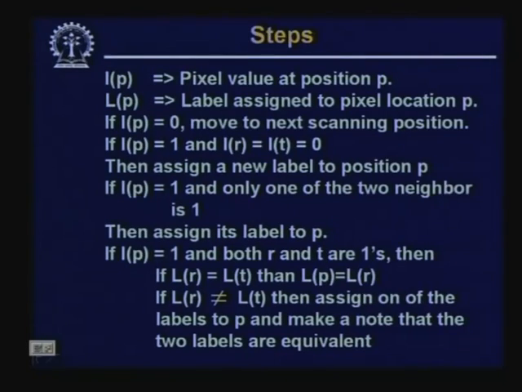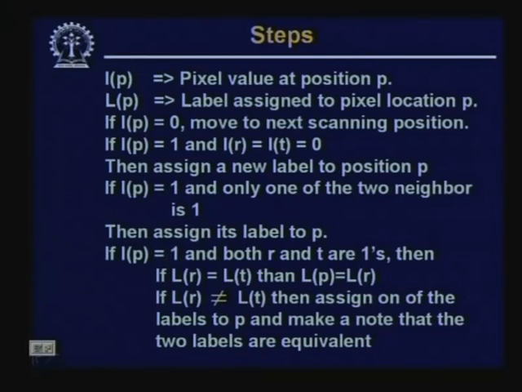So, here I check what the intensity values at R and T are. If both at R and T the intensity values are equal to 0, that is, IP equal to 1 and both IR and IT are equal to 0, then I assign a new label to pixel position P. But if IP is equal to 1 and one of its neighbors, either R or T, has a value equal to 1, because R and T are already scanned before scanning the point P, then whichever has a value equal to 1 will already be labeled. So, in this case, you assign the same label to the point P.